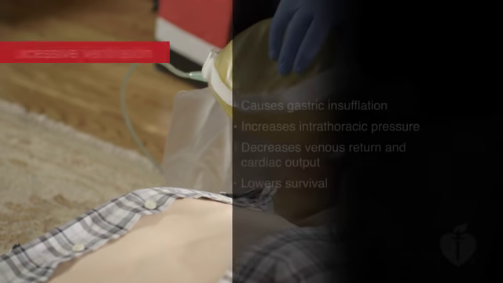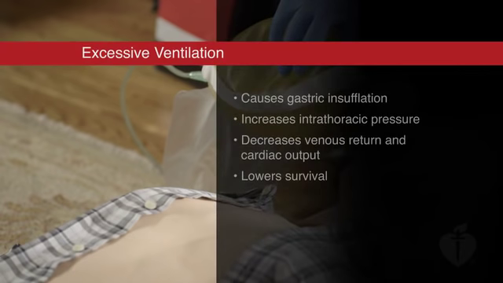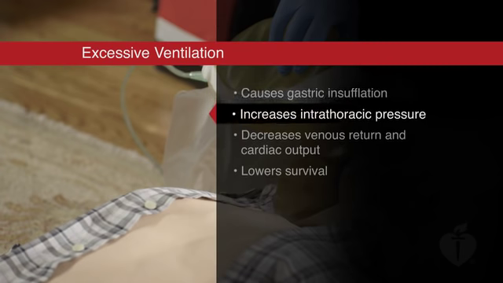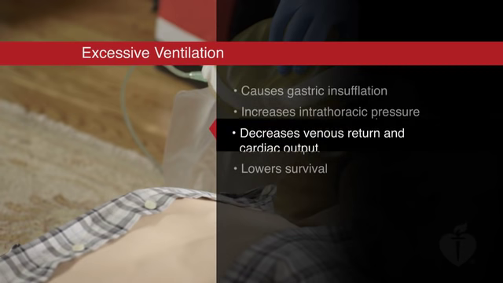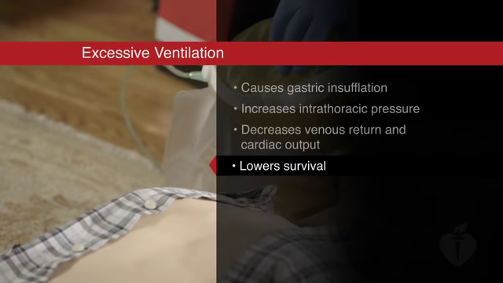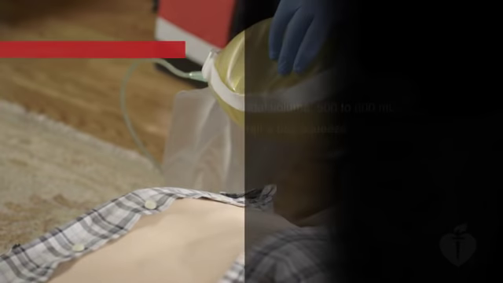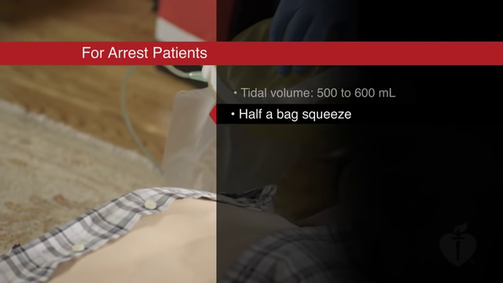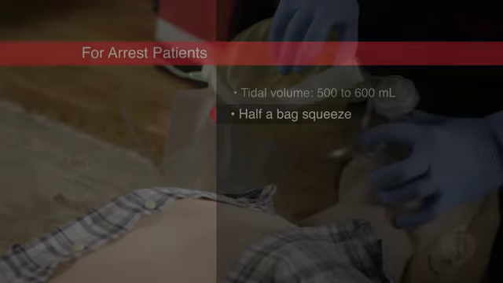When giving ventilations, healthcare providers should avoid excessive ventilation or administering tidal volumes that are too large. Not only can this cause gastric insufflation and aspiration of gastric contents, but excessive ventilation also increases intrathoracic pressure and decreases venous return to the heart, so it lowers cardiac output and the patient's chance of survival. Tidal volume should be approximately 500 to 600 milliliters, enough to see the chest rise. This is about half a squeeze of an adult ventilation bag.